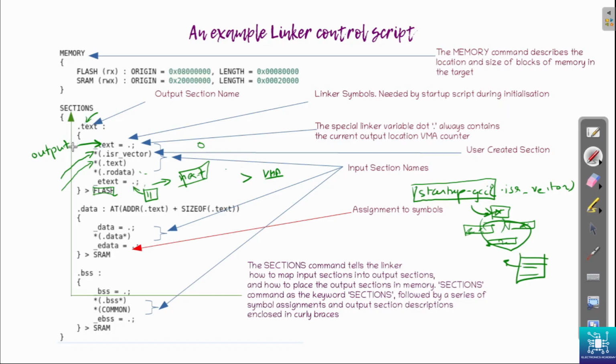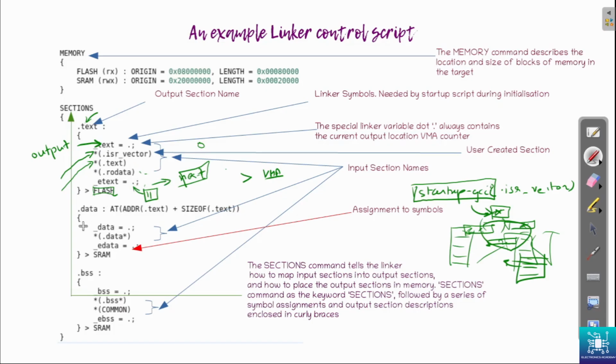So what do we see here? We saw that in a diagram on the slide also. All the dot text sections from different files are combined into one dot text section of the output file, but not only because it is a dot text section, a lot of things go in there. The ISR vector is going in the dot text, and we are also putting the RO data section in the dot text section. We could actually have a different section defined for RO data. We could do all that, but in this case we have the RO data section going in here.